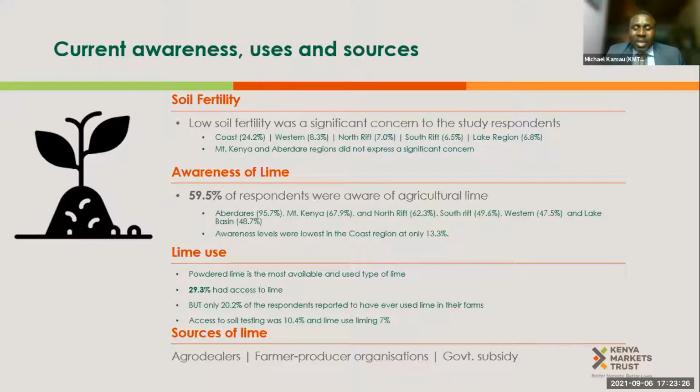The other one is on lime use, which is still very low at 7%, despite almost 30% of farmers having access to lime. That is in terms of lime being available near them, where the majority can access lime in less than 6 kilometers in Kenya. The sources of lime in Kenya are, first of all, agro-dealers, key distribution points. There is also the subsidy program and the farmer producer organizations.